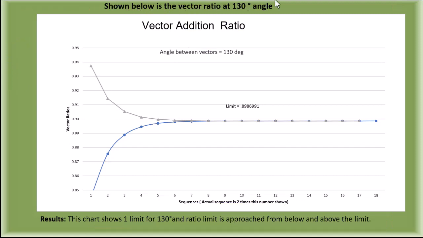Here I'm illustrating the ratios at an angle of 130 degrees. And you can see if I take every other one in the sequence column, it approaches a limit from the bottom as well as the top. And in this particular case, that limit is 0.8986991.